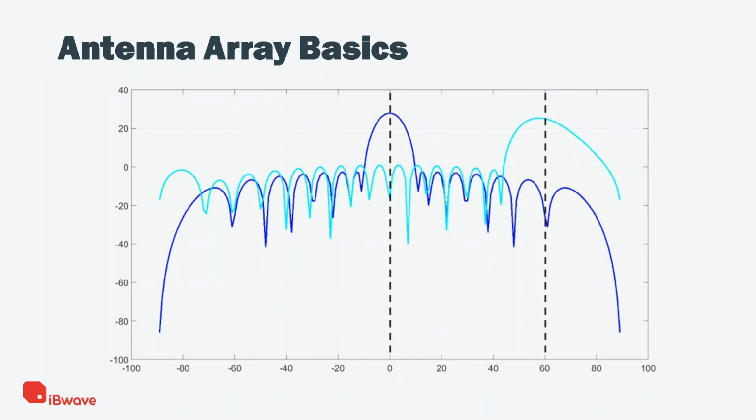The blue radiation pattern is with respect to 0 degrees, and the light blue radiation pattern is for when the steering angle is 60 degrees. You can easily note how this radiation pattern is now wider and how it is not almost symmetrical at the angle of 60 degrees. This is a very important aspect of antenna arrays.